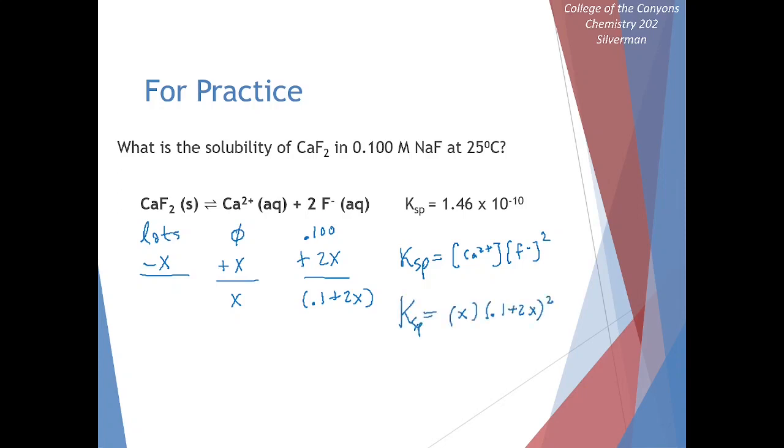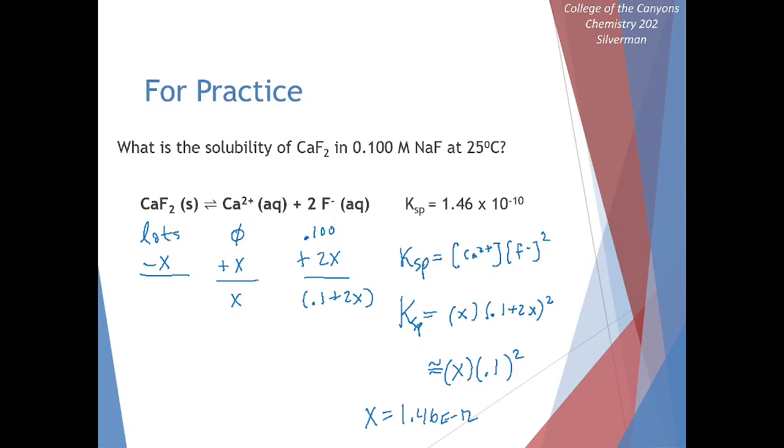We can solve our ice table. We can set up our K equation. If we want to simplify our lives here, we can assume that we have a small x. KSP is extremely small, and we have that common ion effect making x even smaller. So yeah, reasonable to assume that x is going to be small. We can always double check later.